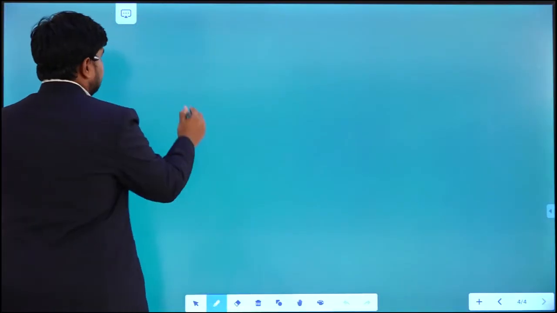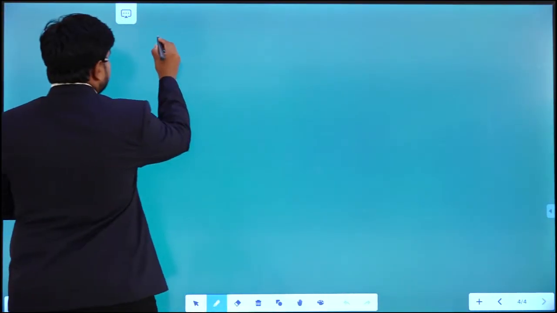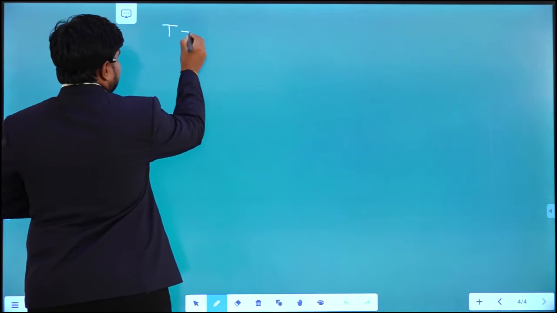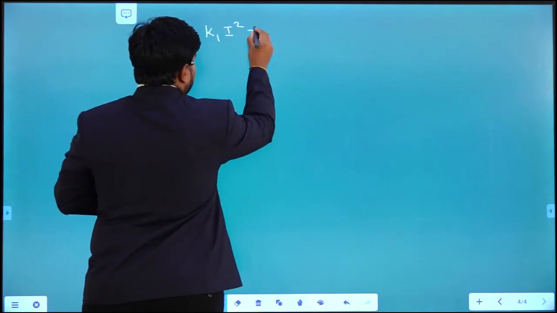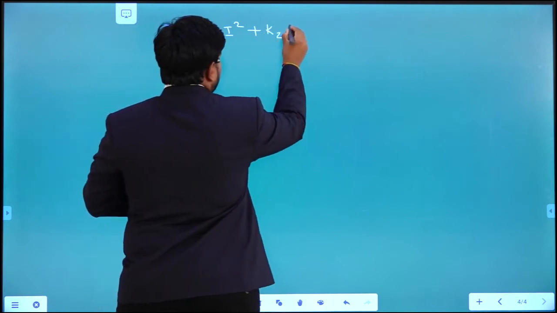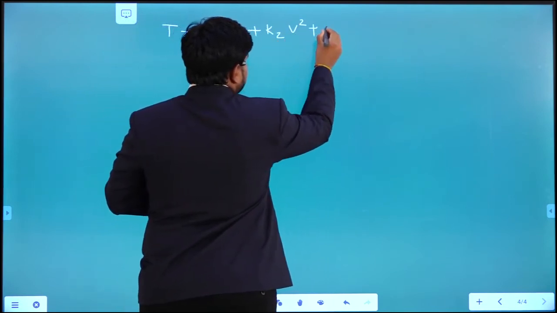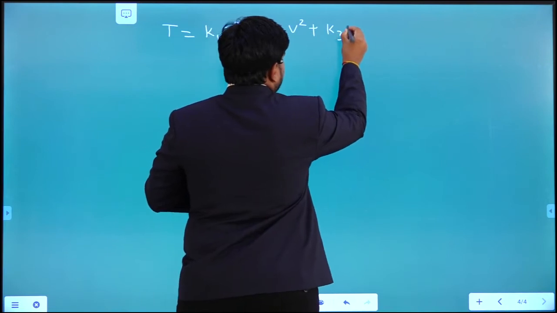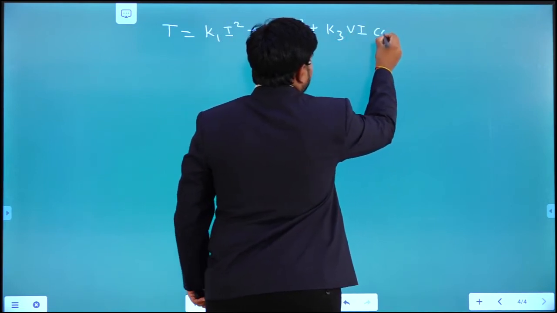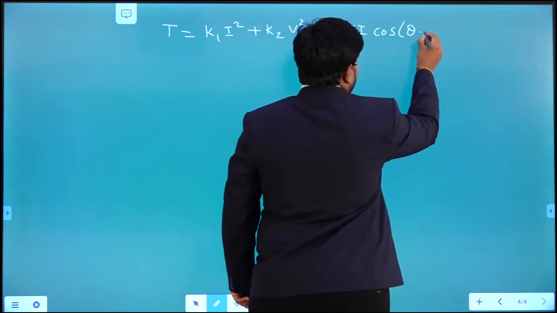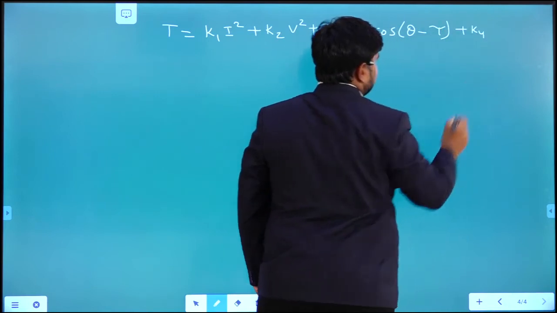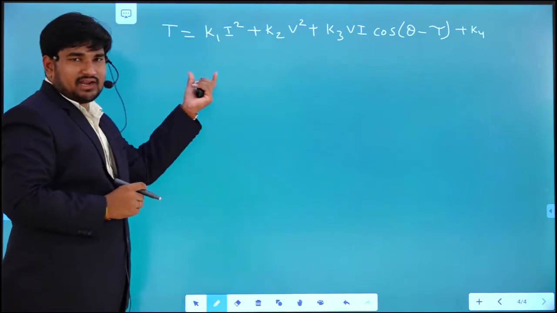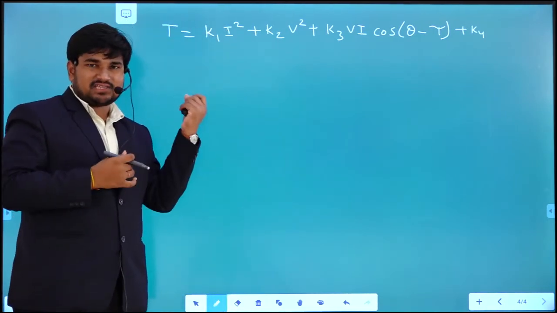If you remember the universal torque expression, T equals K1 into I square plus K2 into V square plus K3 into VI cos of theta minus tau plus K4. So this is the universal torque expression that we found in the previous class.